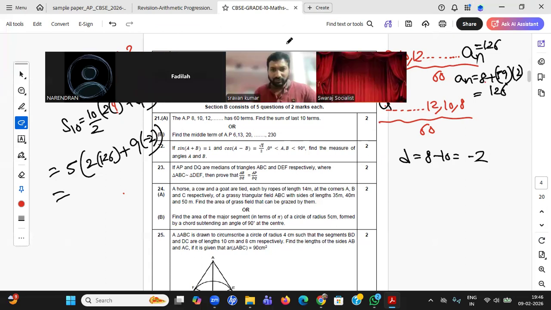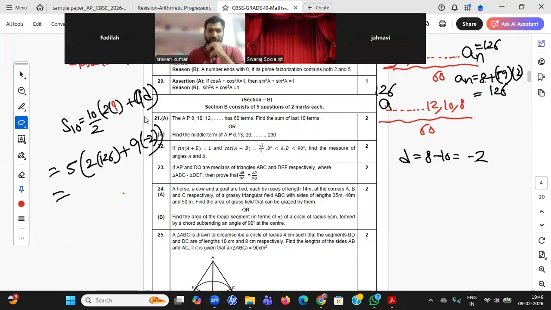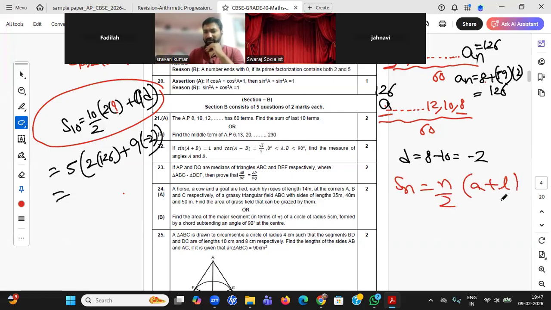Can we use the formula n by 2 bracket a plus l? Oh yes, you can use it. Very good. You have the first term and the last term, right? She is telling, sir, you have the first term and the last term, so why don't you use this common formula, n by 2 into a plus l? You can very well use it.